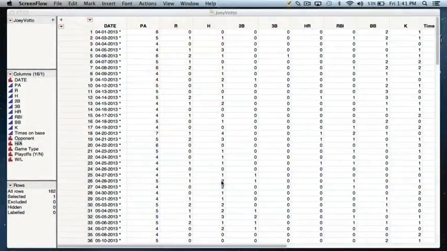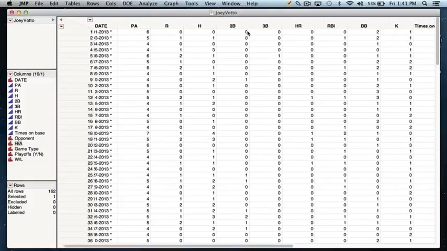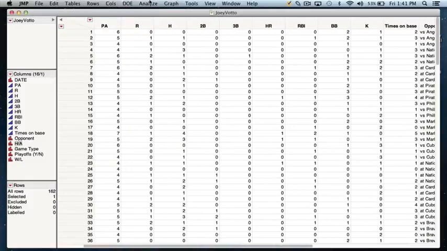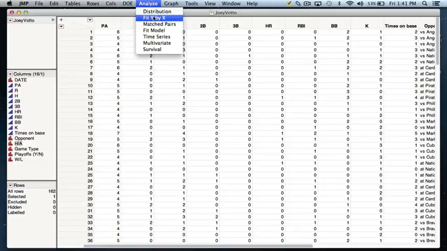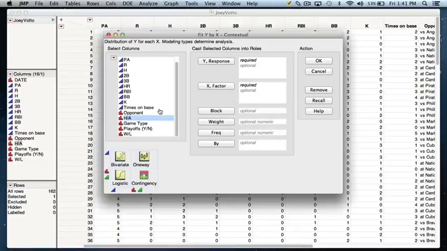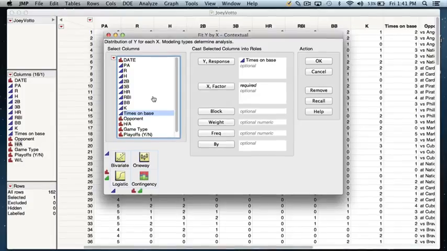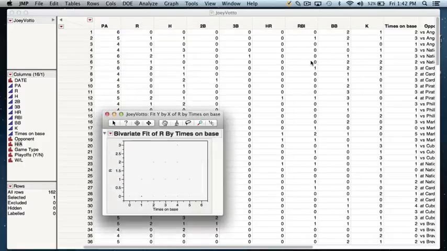Correlation is an extremely complicated and very in-depth topic that we're only going to graze, so you understand the basics of how to understand correlations and what they tell you about variables. With the dataset, we're going to go to Analyze, Fit Y by X, and because we need two numerical variables, we're curious how many times Joey Votto gets on base is related to how many times he scores a run. We're going to put times on base as the X factor, and runs are going to be the Y response. And we're going to select OK.